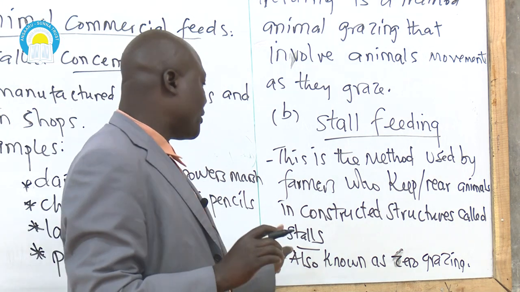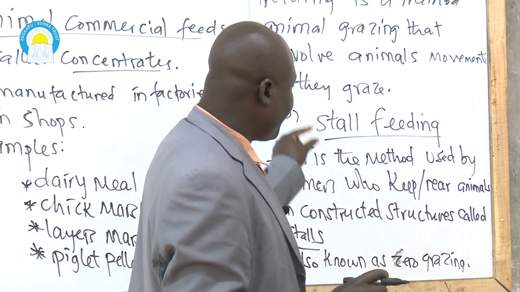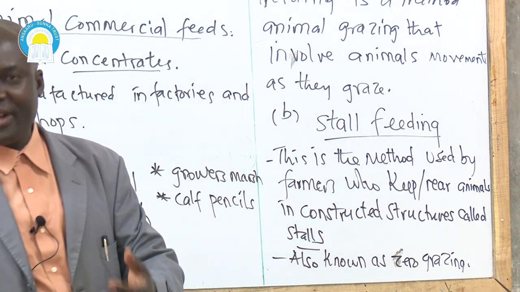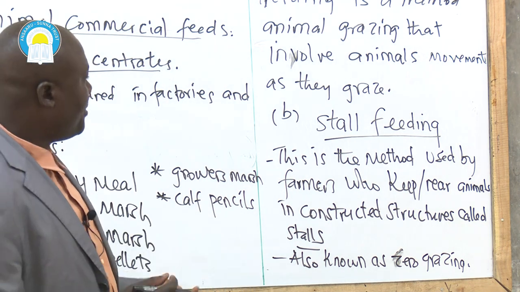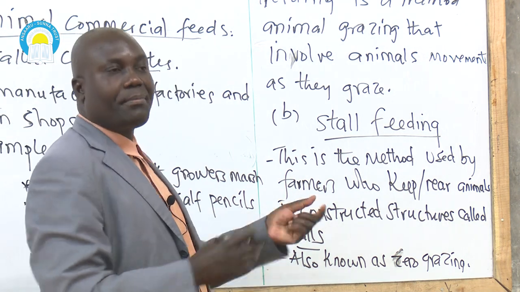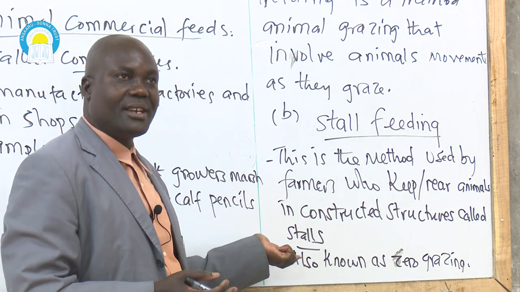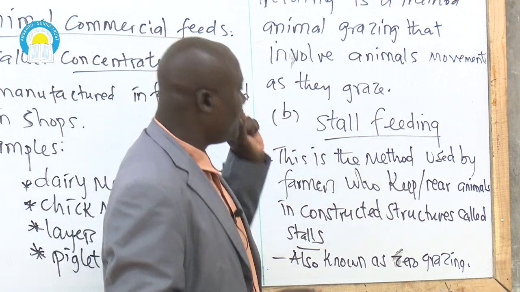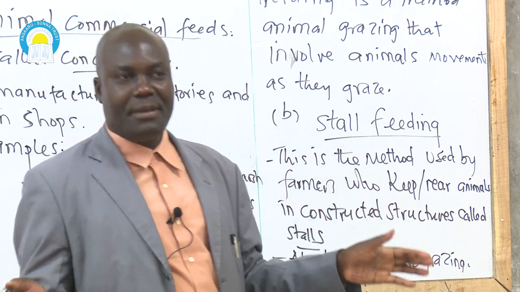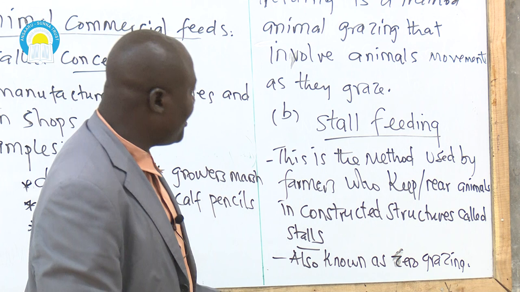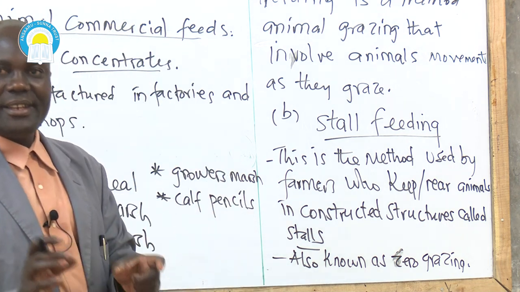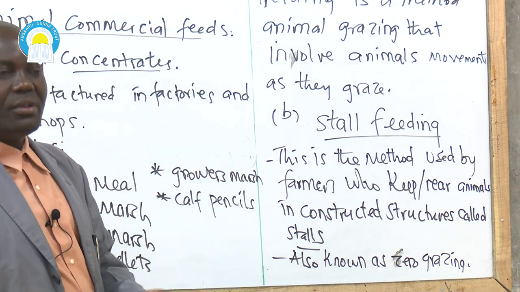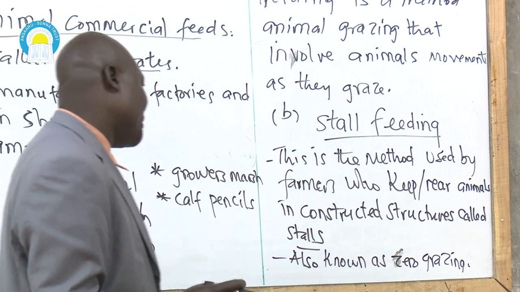The main advantage of zero grazing is this method ensures high production to the farmer. The farmer is going to get a lot of milk or produce from the animals kept in such a situation. Two, another advantage is that it is good to be used where there are many people. It can be practiced in densely populated areas. Why do we say so? It requires a small piece of land.